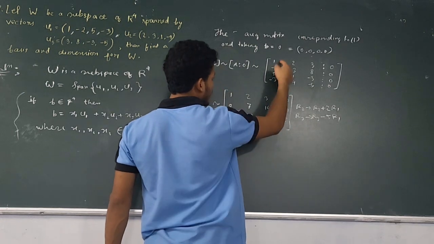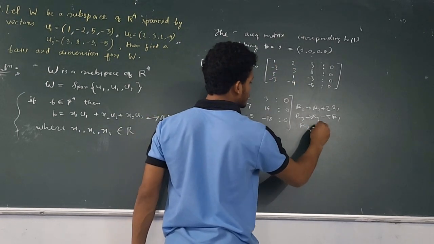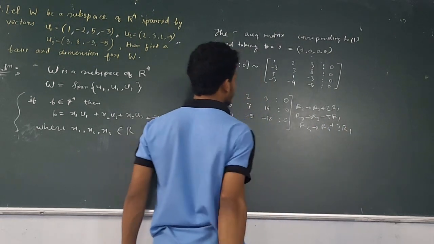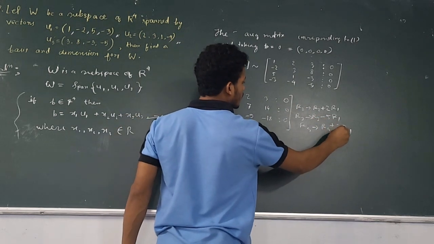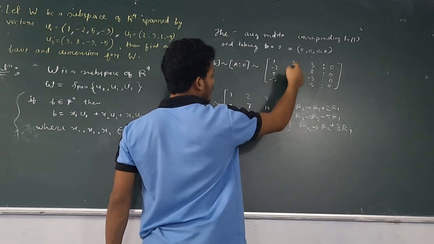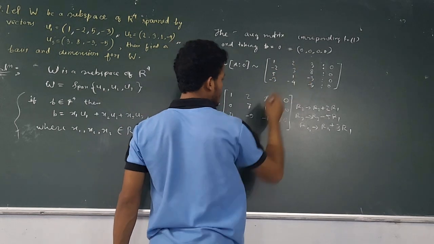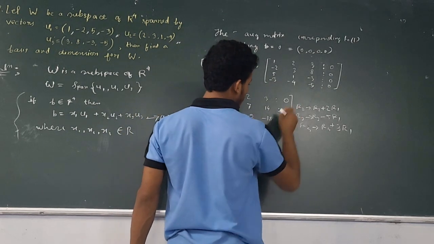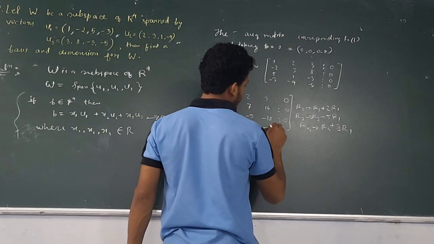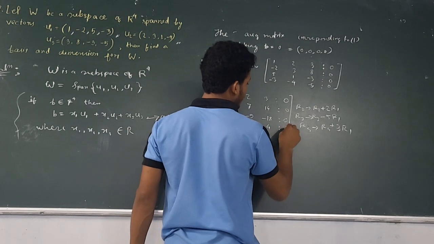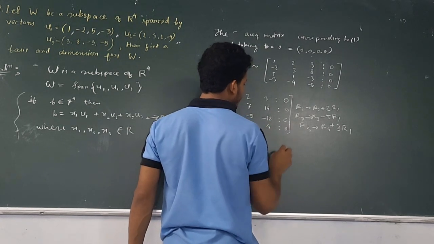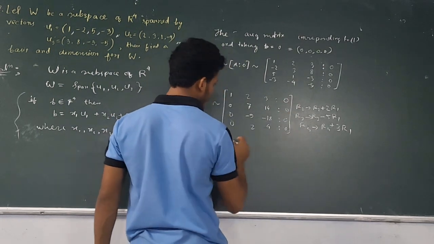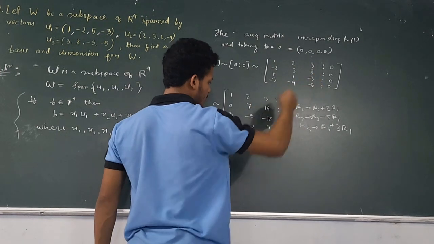And R4 goes to R4 plus thrice R1. So this will be 0, then 2, 4, and 0. Calculations are easy now, where we are taking 0, so that column will always be 0.